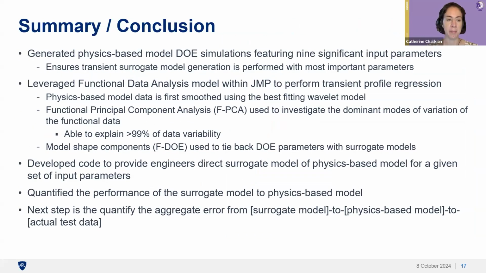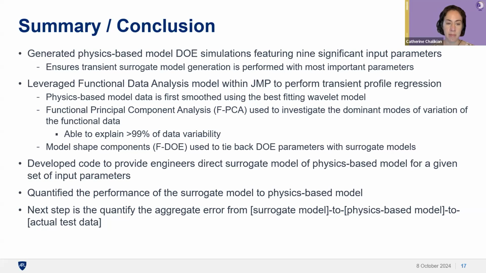So we did a lot in this study. We performed the DOE analysis on the physics-based parameters to identify the most significant input parameters. We generated physics-based model simulations on those significant parameters. And then we leveraged JMP's Functional Data Explorer to perform transient profile regression. This included smoothing the data with the best fitting wavelet model, performing FPCA to find those dominant modes of variation, and then finally using FDOE to tie back those input DOE parameters to the surrogate model.